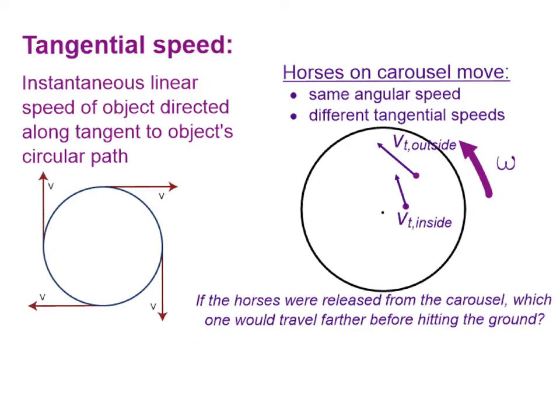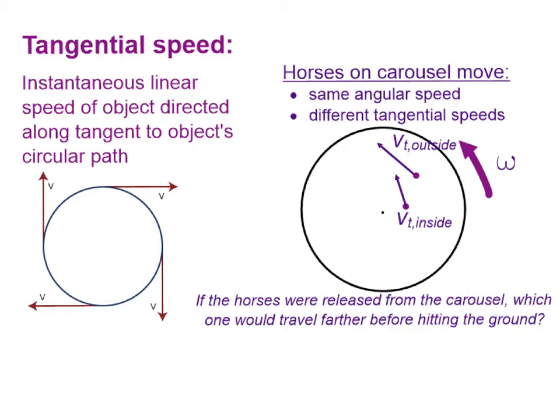So we could ask this question: if the horses were released from the carousel, kind of like in the Mary Poppins movie, where they come alive and are released, which one is going to travel farther before hitting the ground? Well, the outer horse would travel farther. It has a higher tangential speed. This is obvious because in our little diagram, it has a longer vector for its velocity.